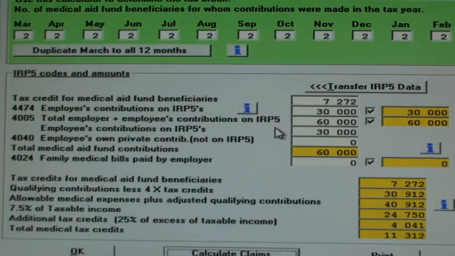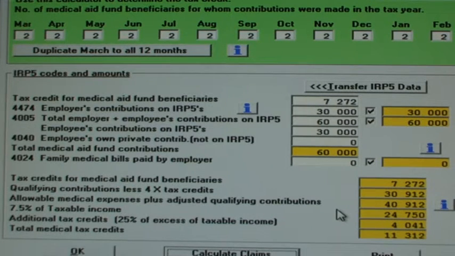You can see that the code 4474 employer paid contributions of 30,000 Rand have been brought forward here, as well as the total code 4005 contributions of 60,000 Rand. With the same total contributions as the previous example, the values in the formula are the same right up until we get to the taxable income. Remember that in this example, the employer's share of contributions forming a fringe benefit and adding to the 300,000 Rand salary is 30,000 Rand. So the taxable income is 330,000 Rand.